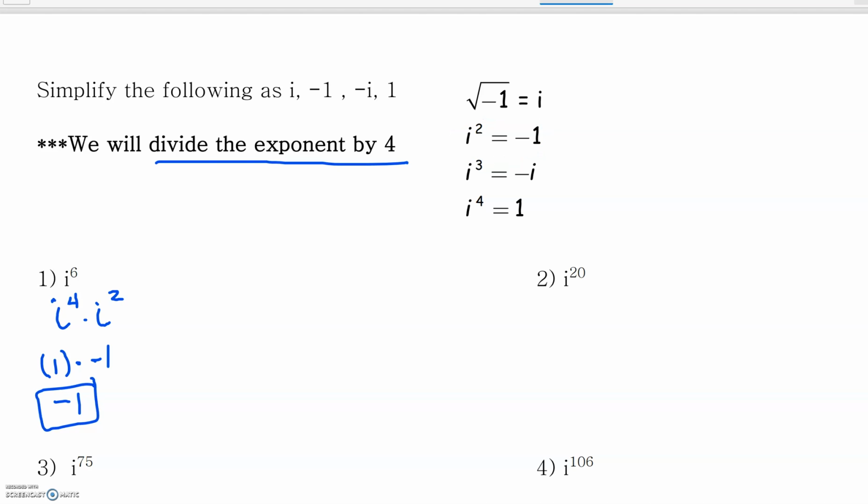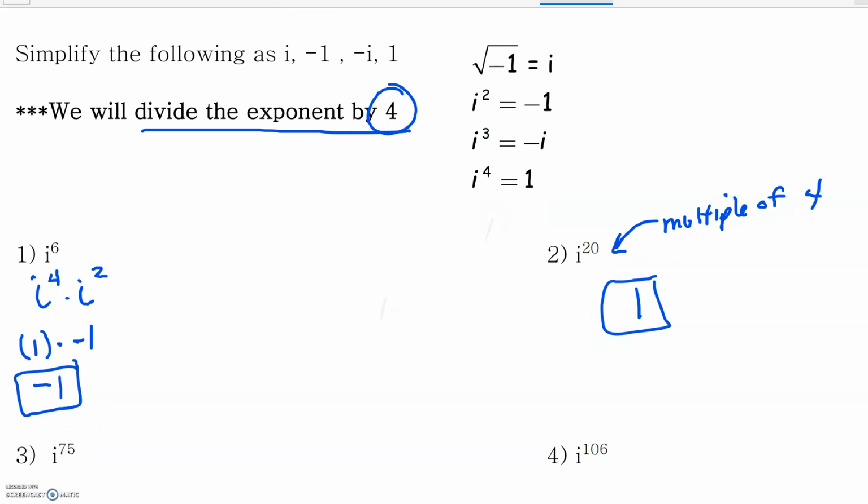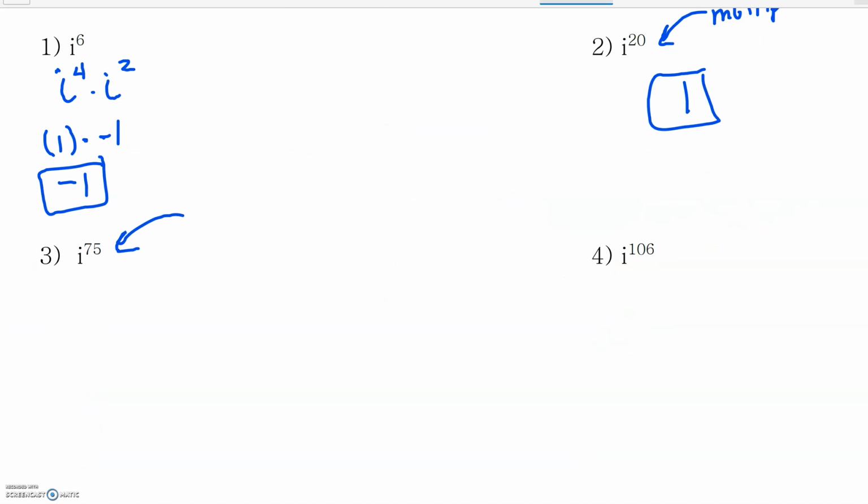So we're looking for, again, the 4. So here, a multiple of 4. So that means it's 1. If it's a multiple of 4, it is 1. 75, let's see. Well, we need to get it to a multiple of 4. Let's think about what would be a multiple of 4. The biggest multiple of 4 that would be just less than 75 would be 72.